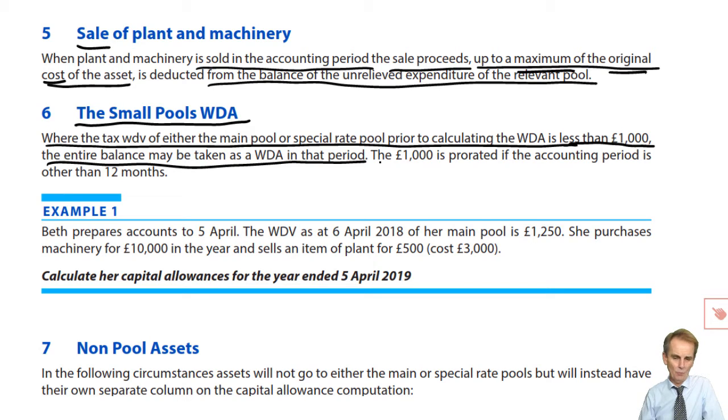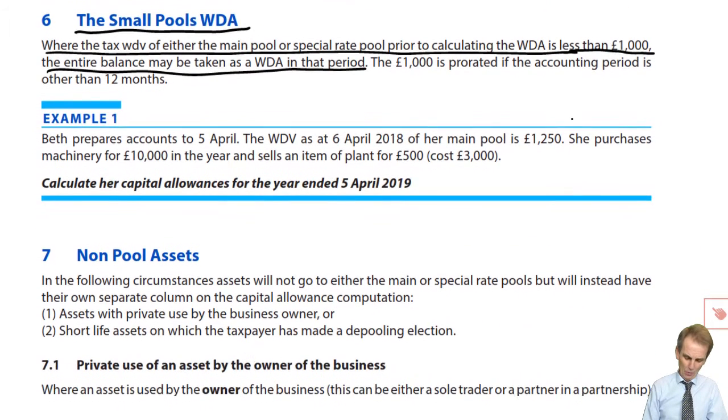HMRC say it doesn't matter. Don't worry about small writing down allowances on those small balances. Just take what is left. It's a figure of less than £1,000 and you can take the full amount as a writing down allowance. Sensible move on the part of HMRC. Right, so what have we got here in example 1?